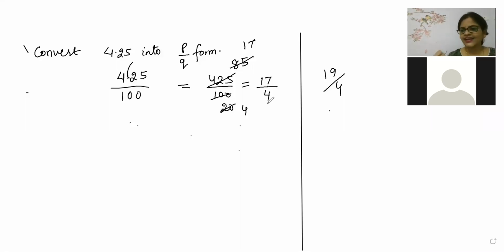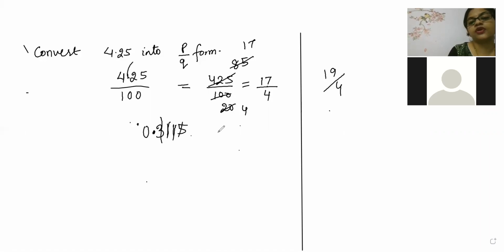Okay. Fight. Fight. Don't give up. Have that attitude of fighting. See, if someone gives you 0.3115, that means after the decimal, how many digits are there? 1, 2, 3, 4. So when the decimal goes, it will be 3115 by 1, 2, 3, 4 zeros. Correct, Avinash.